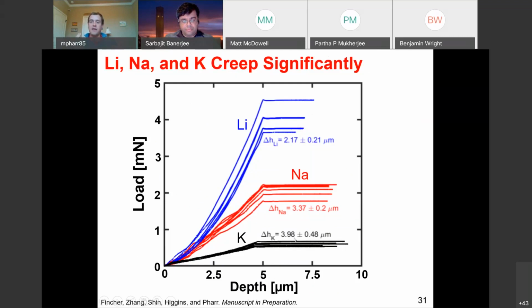And this may have implications, as I suggested, for filling in voids, making good interfacial contact, that kind of thing, as we're pursuing other battery chemistries here.